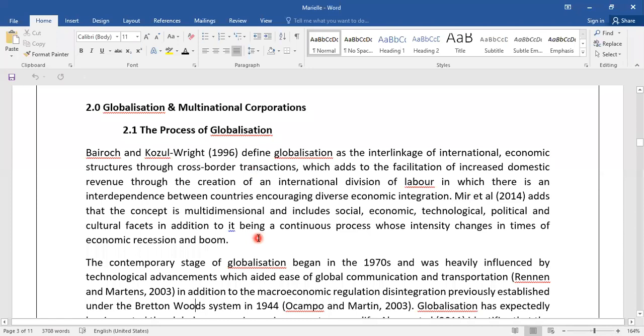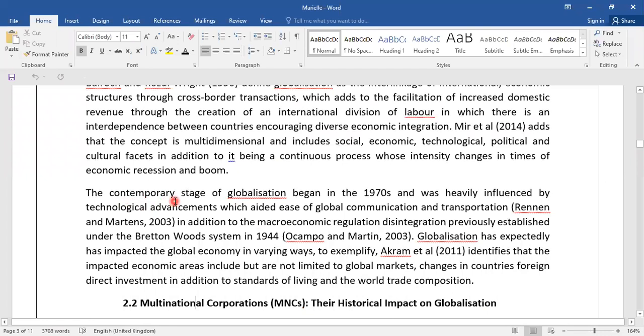The contemporary stage of globalization. I like this because she's saying contemporary, meaning modern or current. The contemporary stage began in the 1970s. So she's implying that there was an older era. It was influenced by technology, which aided the ease of global communication and transportation, in addition to macroeconomic regulation, disintegration previously established under the Bretton Woods system in 1944. Globalization has expectedly impacted the global economy in varying ways. Akram et al. identify that the impacted areas include but are not limited to global markets, changes in countries, foreign direct investment, in addition to standards of living and world trade.